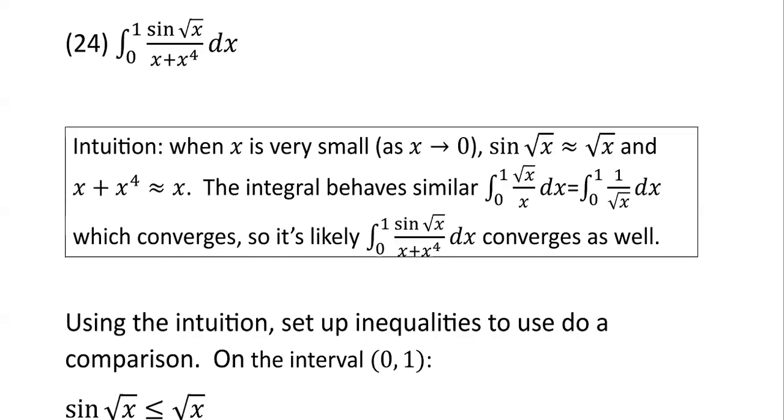Problem 24: the integral from 0 to 1 of sine of square root of x over x plus x to the fourth, dx. This is improper because we have a domain restriction. x cannot be 0, and one of our limits is 0. So for this one, let's have some intuition.